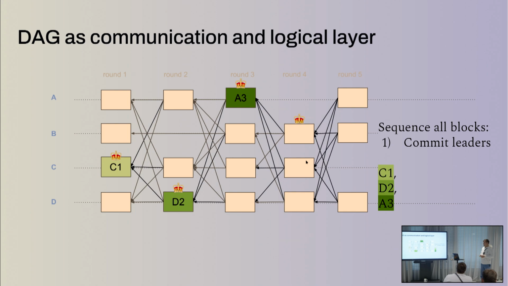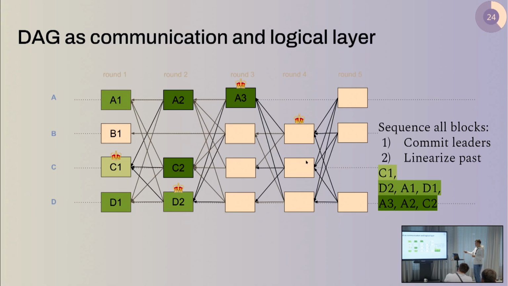So we commit these leaders, and after that, as I said, we need to linearize their past. So we need to traverse the DAG from the past committed leaders to the most recent committed leaders, and just pick up all the blocks that are not yet traversed. So this is the way we do it, and the sequence of blocks is then derived in this manner.